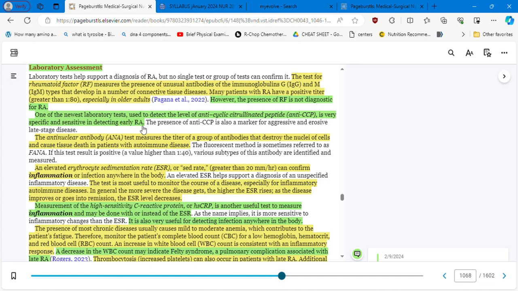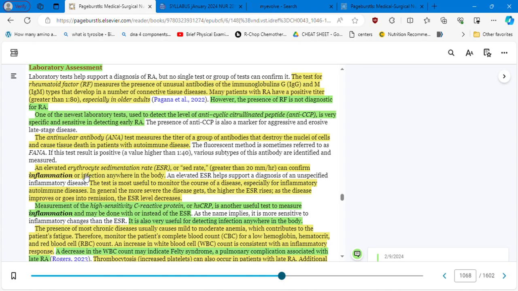That's good to know. The antinuclear antibody ANA test measures the titer of a group of antibodies that destroy the nuclei of cells and cause tissue death in patients with autoimmune disease. So if you want to know if there are antibodies that are having a bad behavior and are destroying the nuclei of cells, causing cell death in autoimmune disease, that's your ANA.